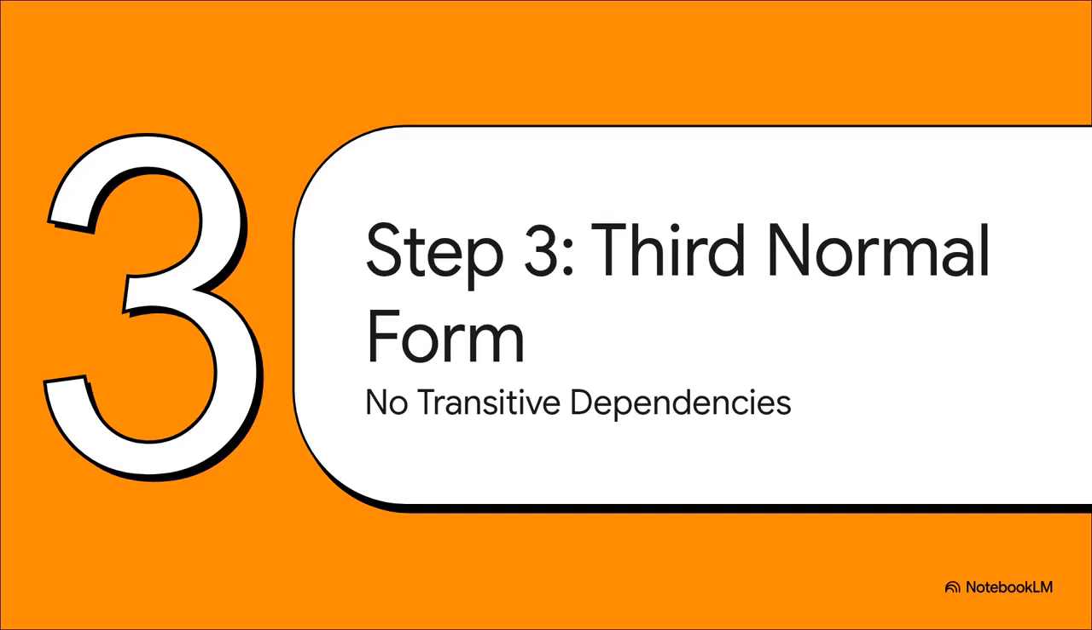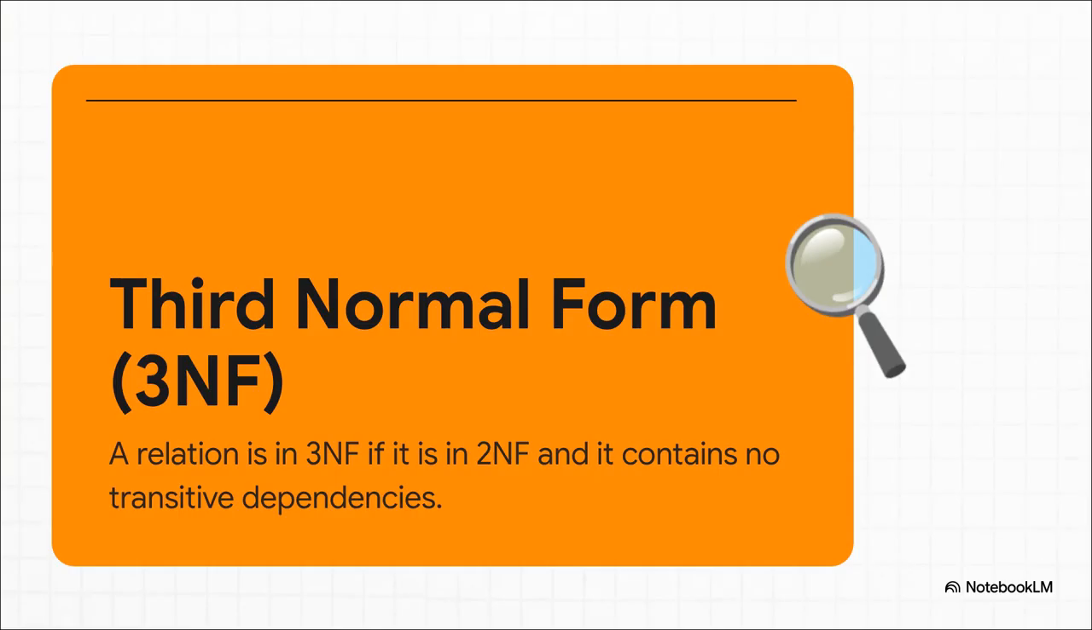We've handled single values, we've dealt with partial dependencies. Now it's time for the third, and for most database designs anyway, the final major step. This is what gets us to the gold standard of data tidiness. And this is third normal form, or 3NF. The rule here is pretty straightforward.